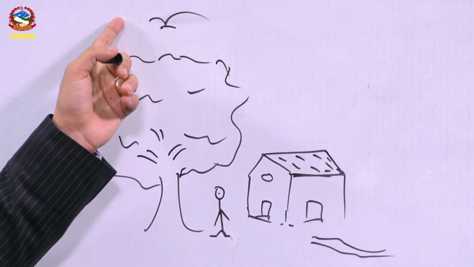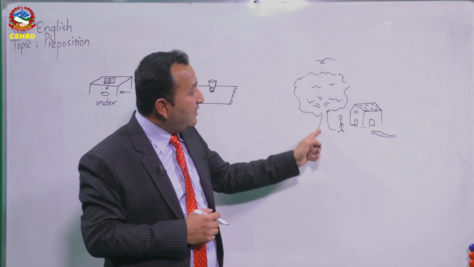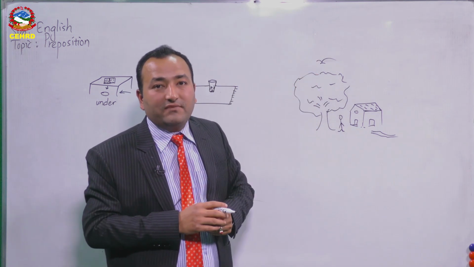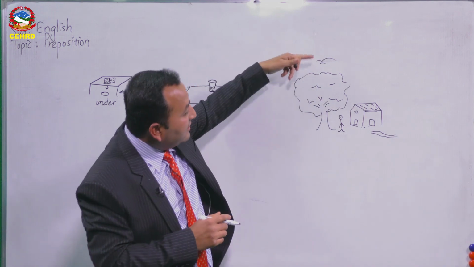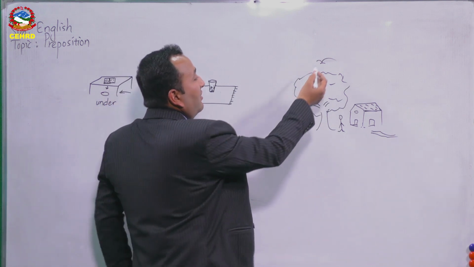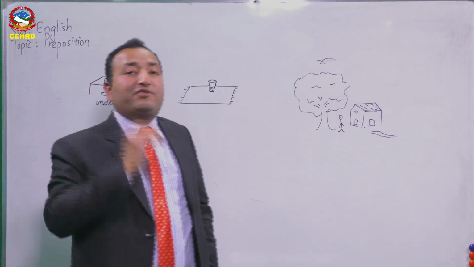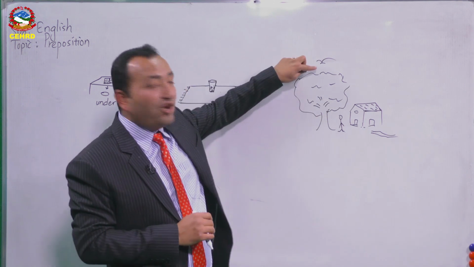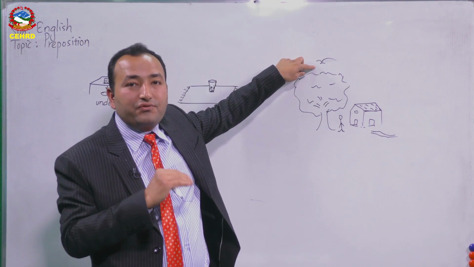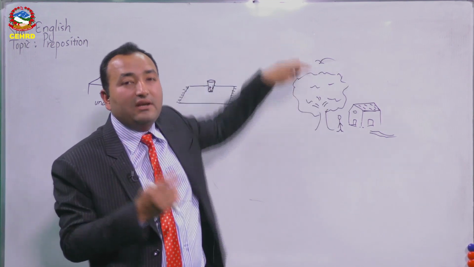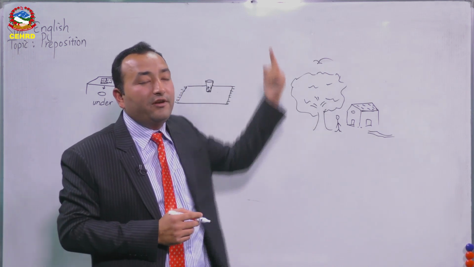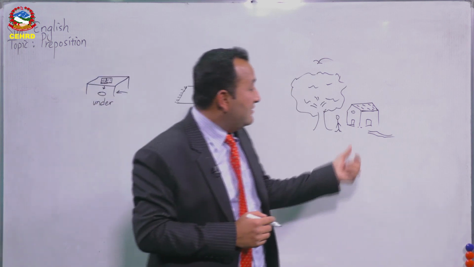Where is the bird? The bird is... is it touching the surface of the tree? No. There is a gap, right? So in this situation, the bird is flying over the tree, because it is not on the tree. It's not sitting on the tree. It's not touching the tree. So we use the bird is flying over the tree, vertically up, straight up, right?